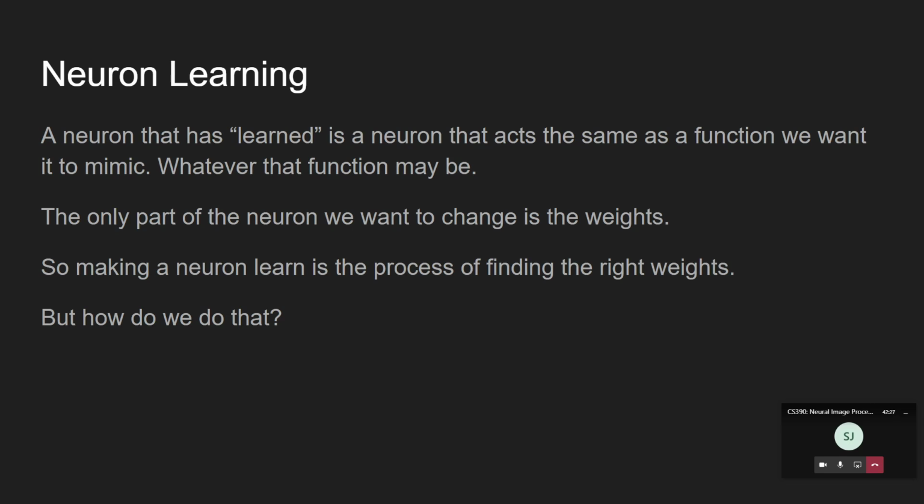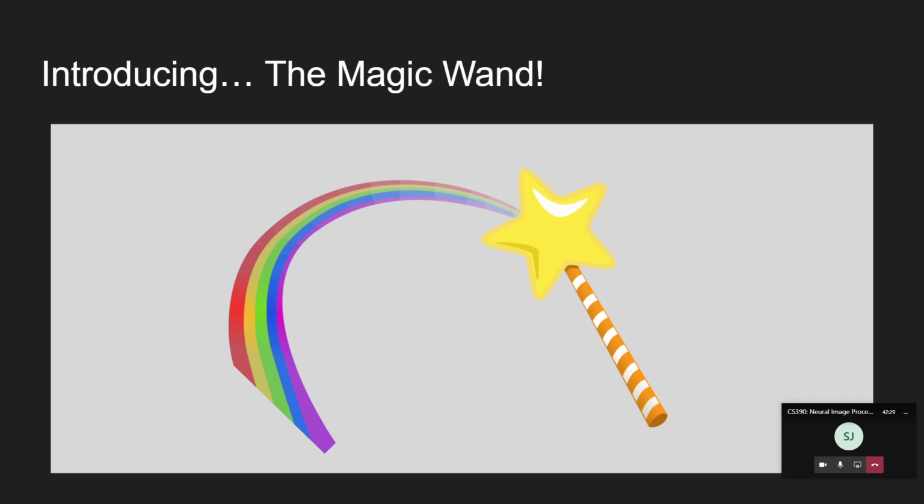I'll reveal it to you though. It's this magic wand. This is the magic wand right here, and it's very special. If we thoroughly poke our neural network with it, it will change the weights to something that we want. You might not believe me, but just wait and see. We'll see how this beautiful instrument works.